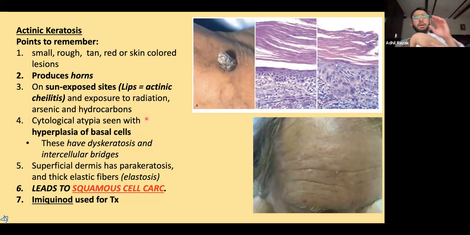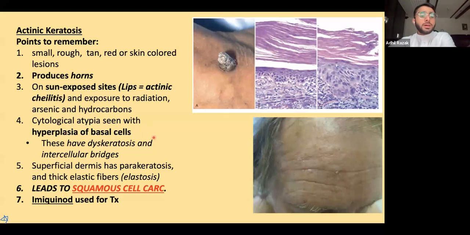They could be on the back of your hand, on your forehead. They can form horns on sun-exposed sites, especially. And if it's on the lips, it is called actinic cheilitis. The cheilitis, or whatever to do with cheili, means the lips. And it could be associated with radiation, arsenic, hydrocarbons, someone working in a chemical plant. That could be a vignette you could have. It could also increase the risk for squamous cell carcinoma.